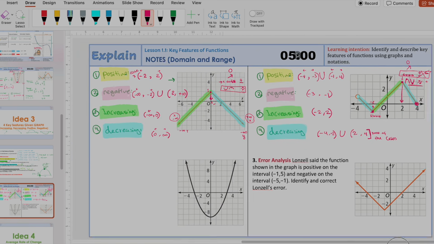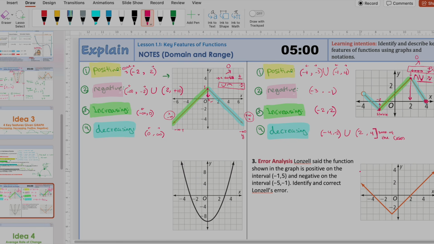Fine. This one is the same concept. I'm not going to do it. I'll just do this question. So he said that the function in this graph is positive in this interval. He said it's positive from -1 to 5. So from here to here he said it's positive.